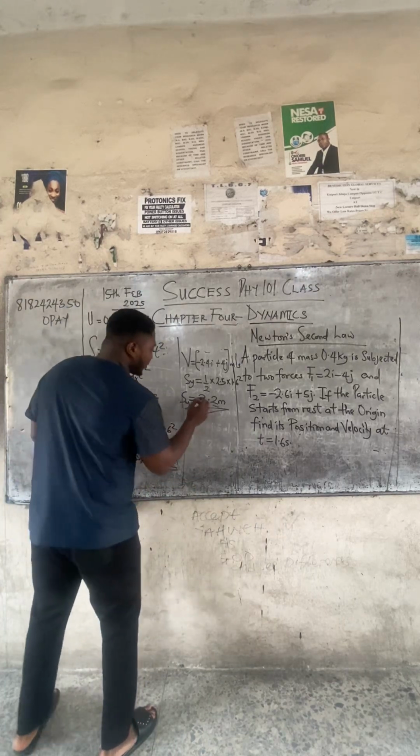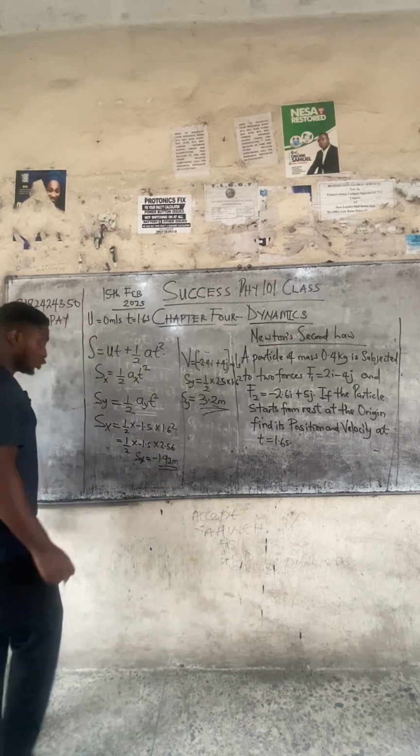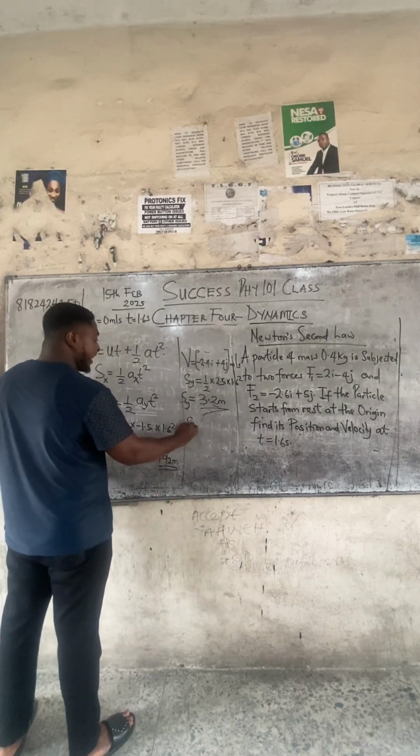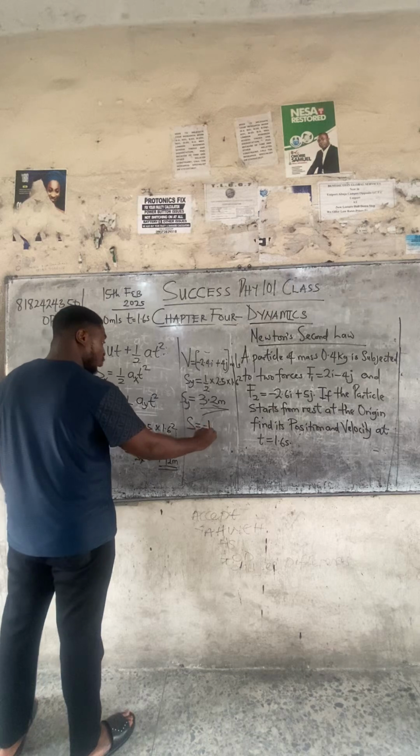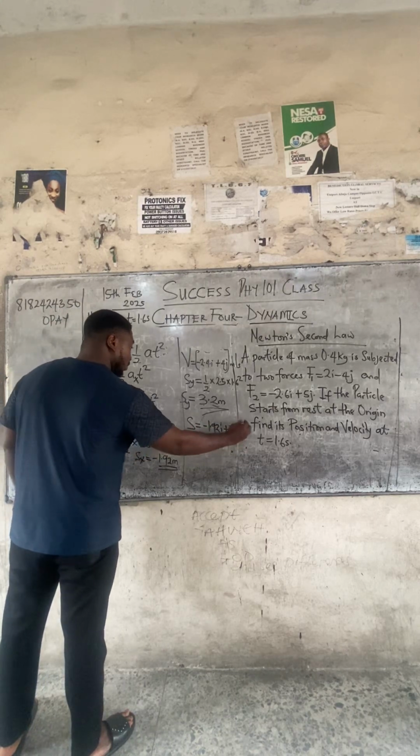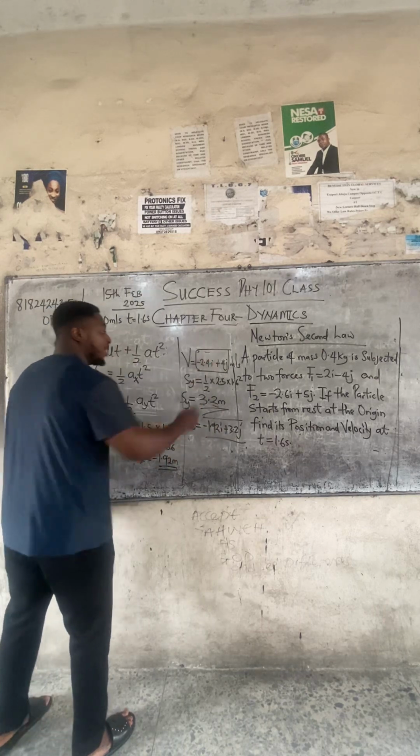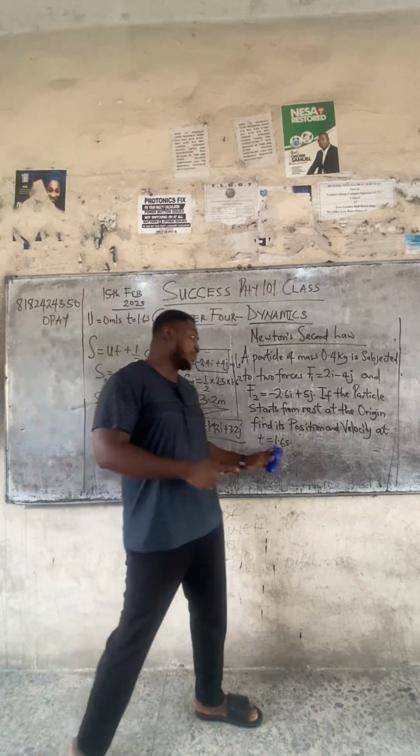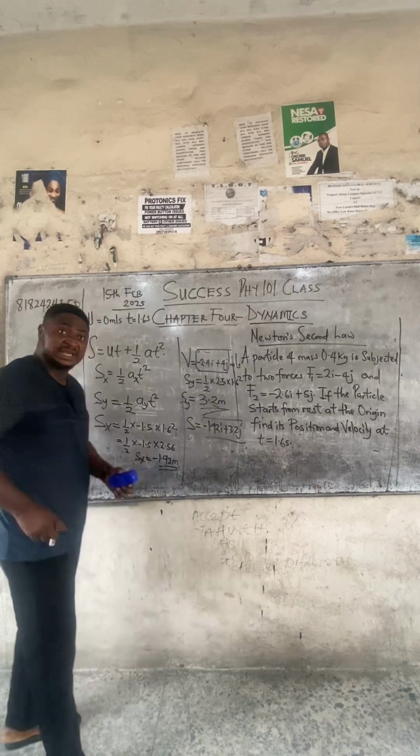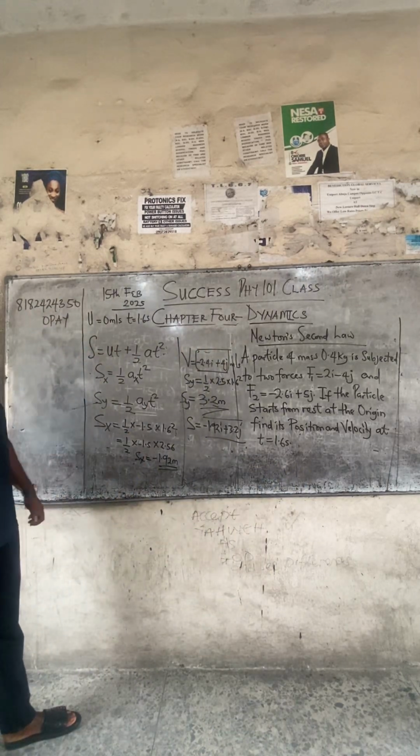Class, displacement on the y-axis is 3.2, on the x-axis is minus 1.92. So class, our displacement, if you're writing it in vector form, will now be what? Minus 1.92i plus 3.2j. Class, this is the displacement, position, and this is the velocity. And we have answered the two questions they asked us: to find the position and velocity at t equals 1.6 seconds.